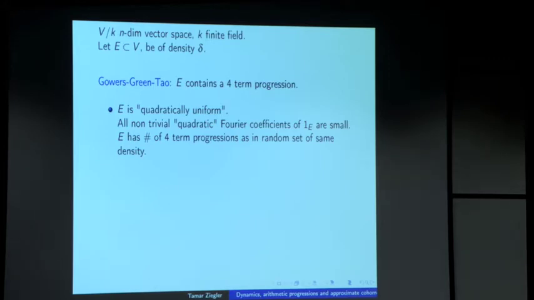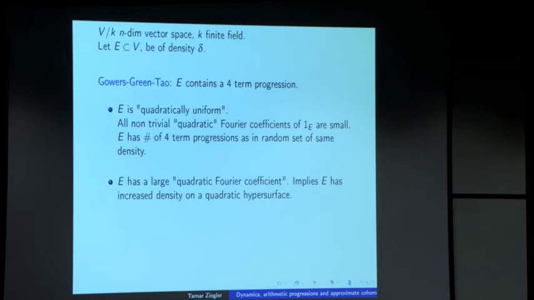And if this doesn't happen, if I witness a bias in the number of 4-term progressions, then the reason for that is really the previous slide. The reason is they sort of accumulate on a quadratic surface. Or E has a large quadratic Fourier coefficient, which implies that E has increased density on some quadratic surface. So Fourier analysis doesn't pick this up, and into this theorem goes a lot of additive combinatorics, so it's much more difficult than the previous one.